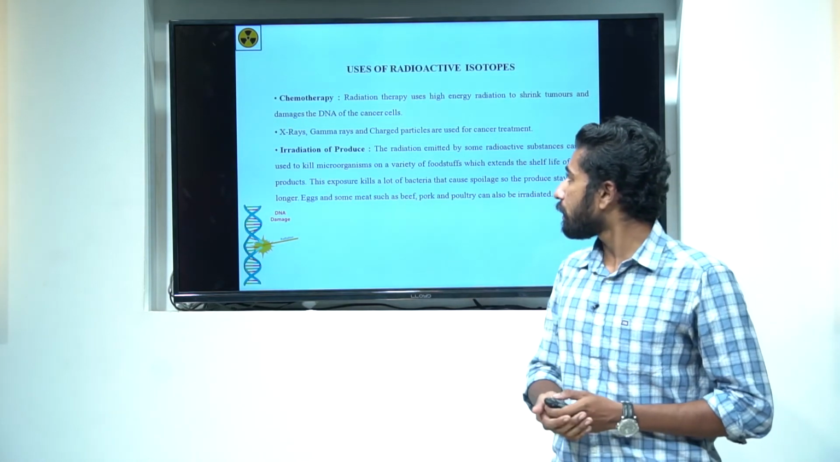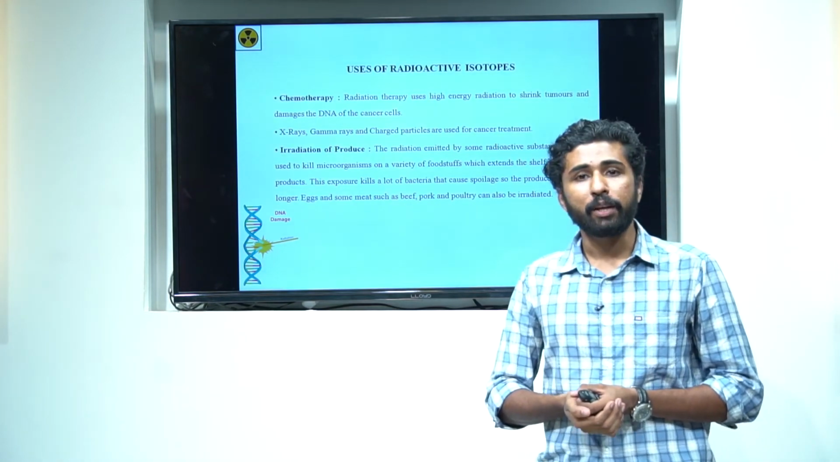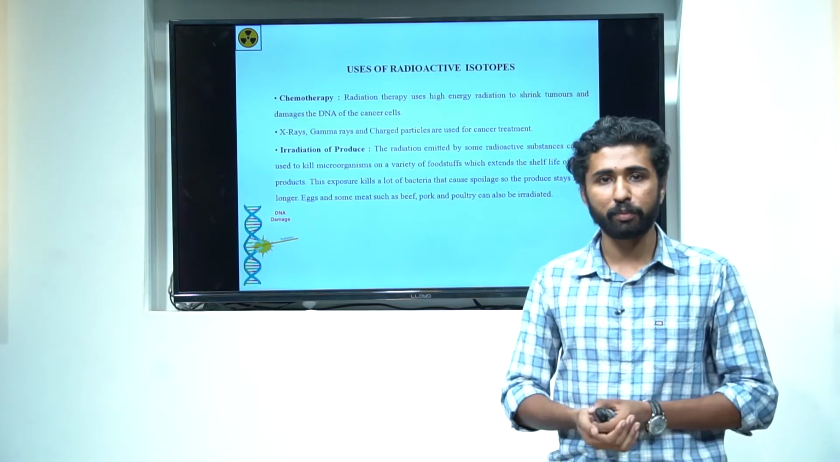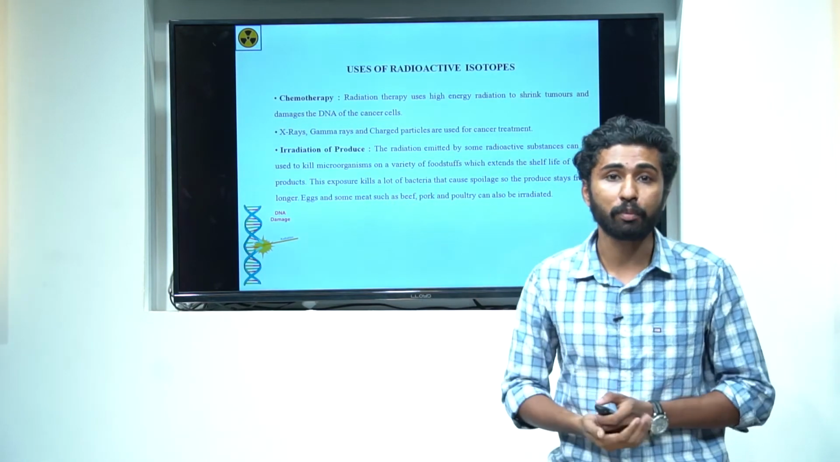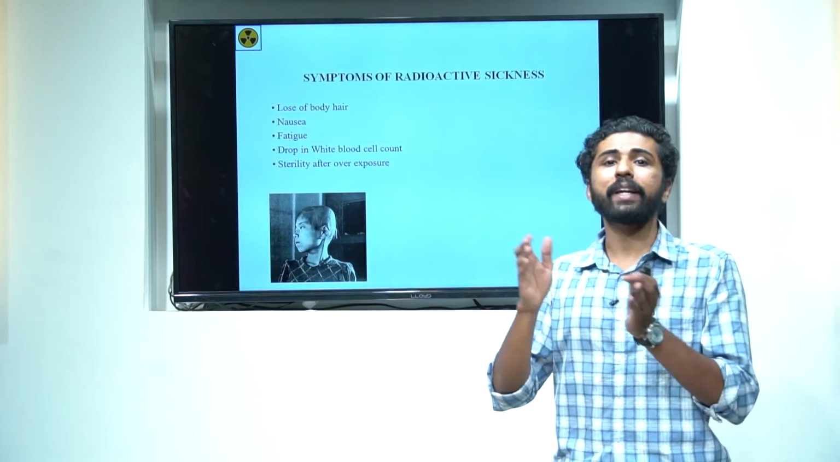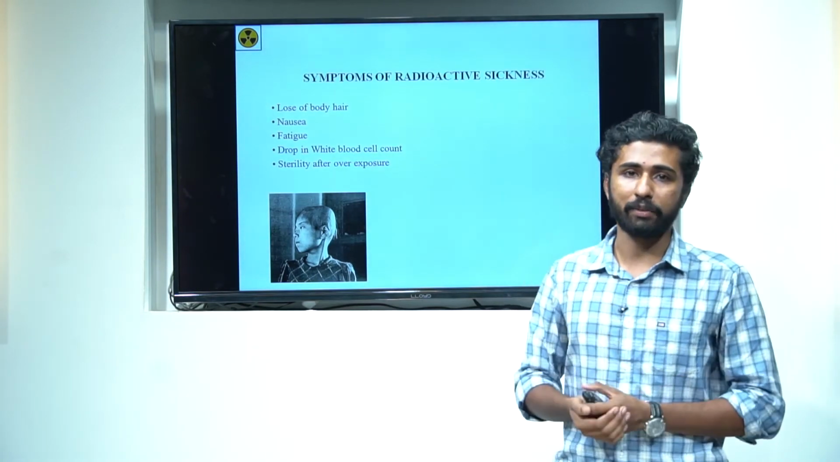The next one is the irradiation of produce. That means if we have some food material and some microorganisms are present on the food material, we can use high energy gamma radiation for killing those microorganisms. So these are the main applications or uses of this radioactive isotope or the radioactivity.